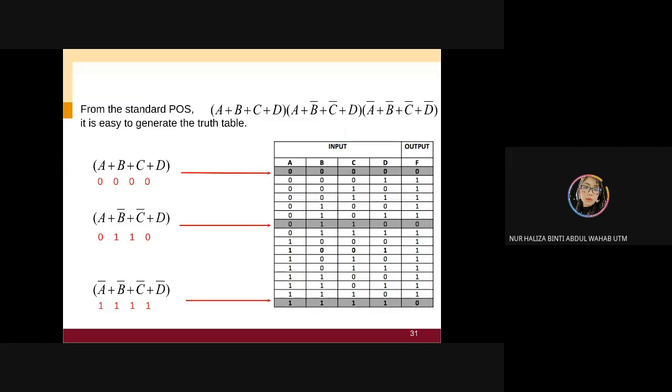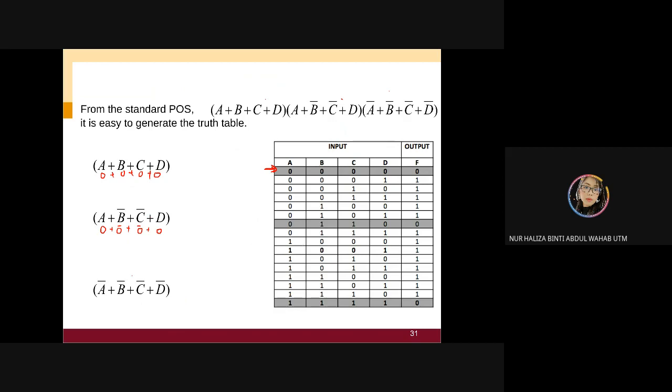Now you can also try to apply one by one. Try to apply, let's say, for this condition: A is 0, B is 0, C is 0, D is 0. You apply 0, 0, 0, 0, and similar values, because you have 3 terms: 0, 0 bar, 0 bar, 0, plus, plus.